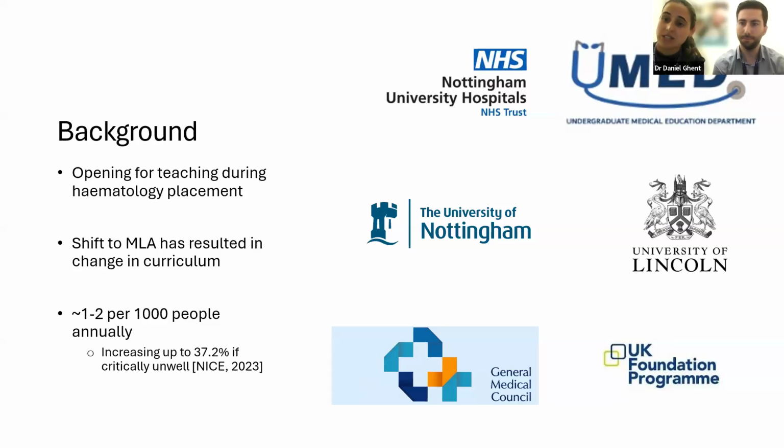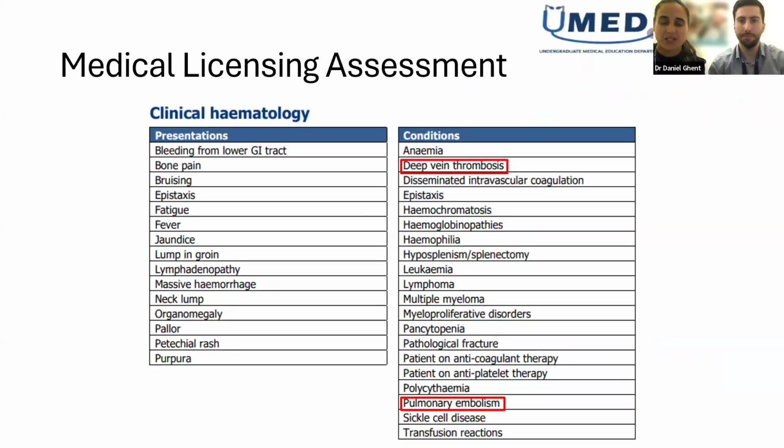Also, for those of you who are involved in education, you'll be aware that the curriculum has shifted towards the MLA. So that's the medical licensing exam, which is basically a standardised national exam which all final years have to sit. So if I just take you on to the next slide, as you can see, for those of you who've seen the MLA handbook before, this is the kind of structure that it looks like. But as you can see, under clinical haematology, VTE, i.e. pulmonary embolism and deep vein thrombosis represents 2 of the 20 required conditions.